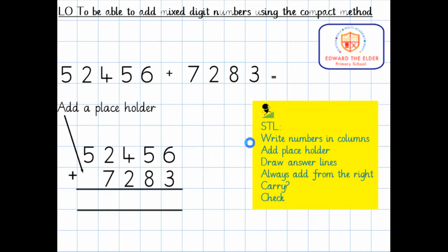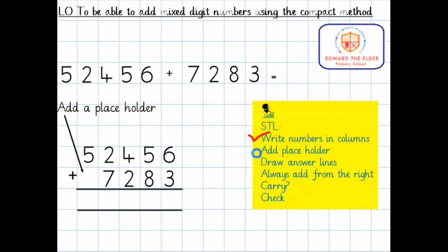My first step asks me to write my numbers in columns. As you can see here, I've written each digit of each number in the correct column, 1 digit per square. So I can tick that to say that I've done that.